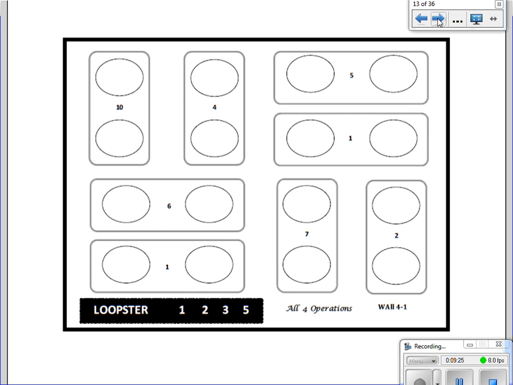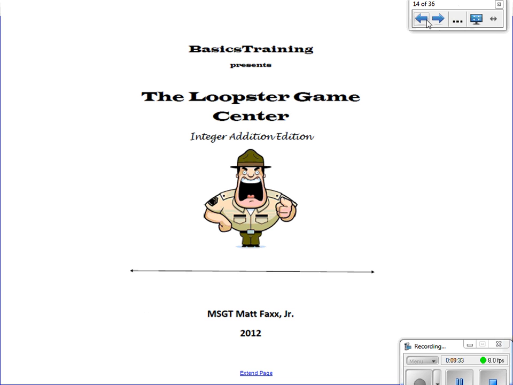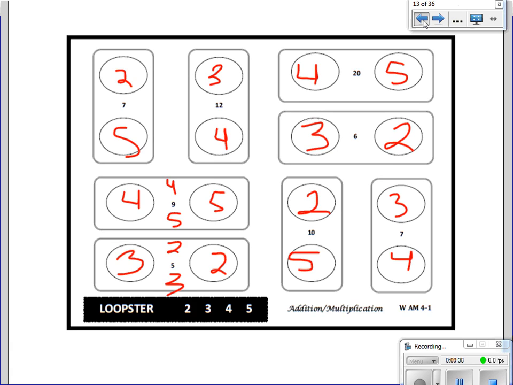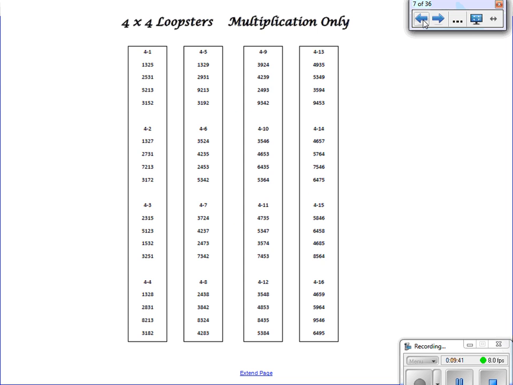So moving right along, here's one that has all 4 operations. You can add, subtract, multiply, or divide. These are obviously more challenging. And what else do I have? This book, just like the last book, let me jump back here. This is not the appropriate one, but I'll show you.